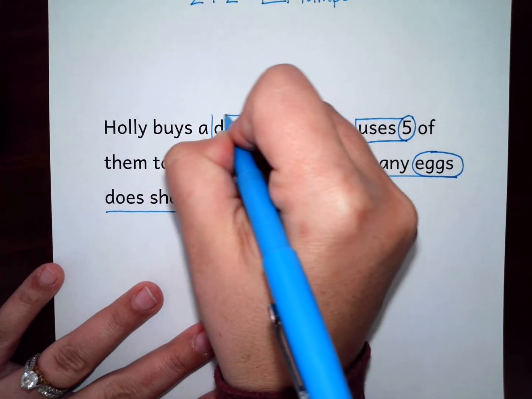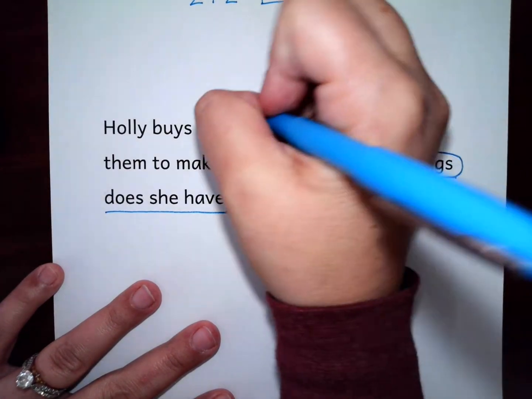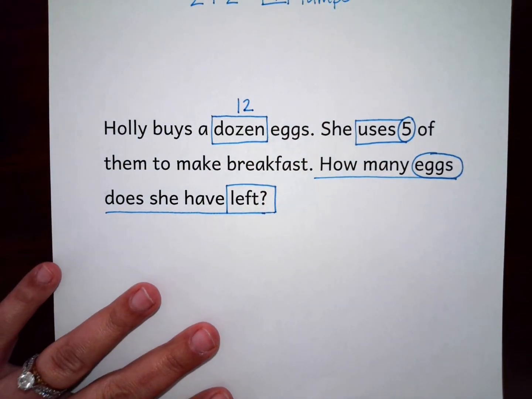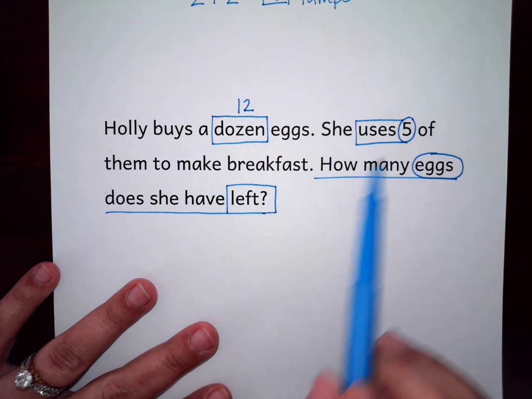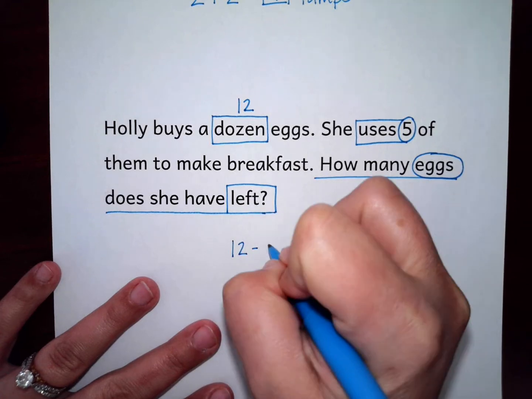The word dozen is a piece of hidden information. Dozen means 12. So now if she has 12 eggs, she uses 5. Can I figure out how many she has left? You bet.